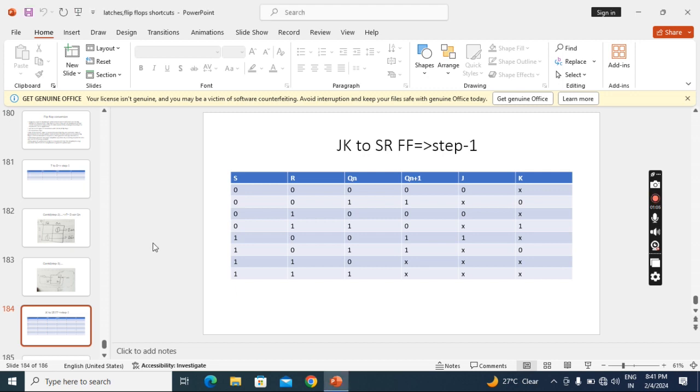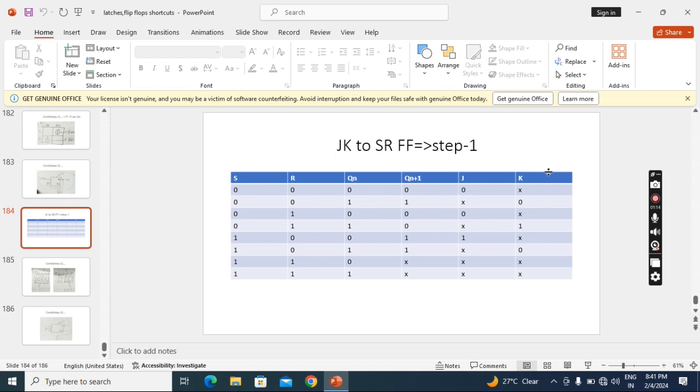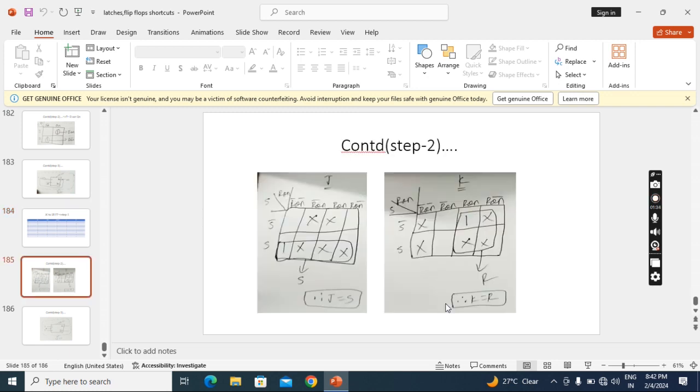Then second step, we have to determine the simplified equations for the given flip-flop data inputs J and K, by assuming the required flip-flop data inputs and present state as K-map variables. So S, R, Qn become K-map variables, so we need a 3 variable K-map to determine J and to determine K. Now J will become S, K will become R.